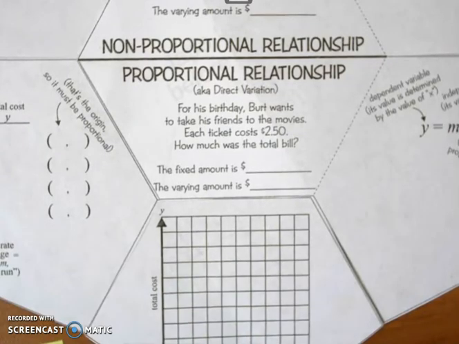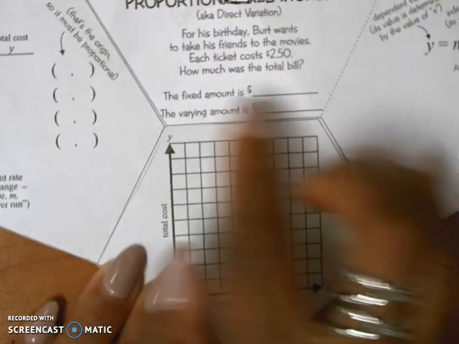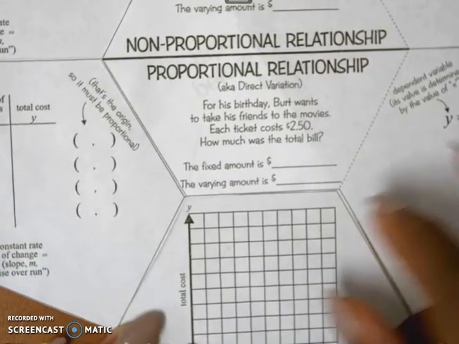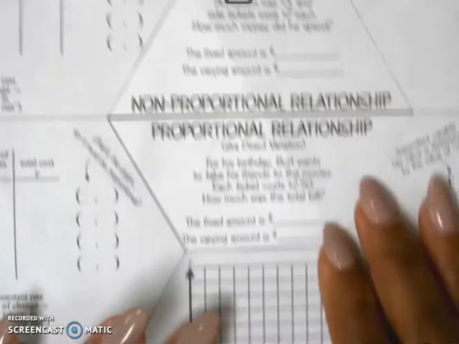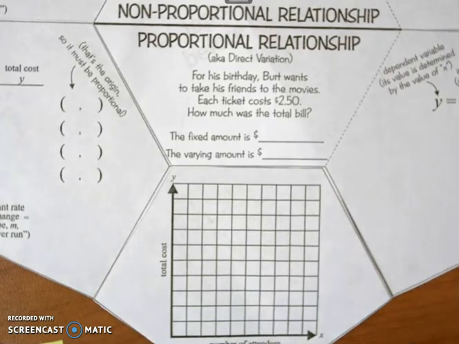Okay, so we have a foldable over proportional and non-proportional relationships. I'm going to go ahead and start at the bottom. If you notice, all three of these different parts of our foldable will be considered proportional, versus the top portion, which will be non-proportional.